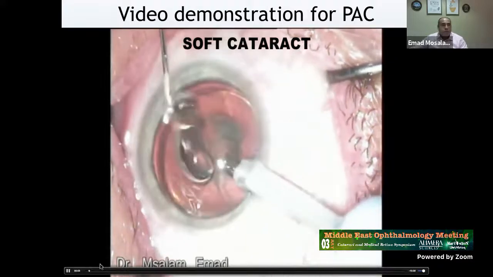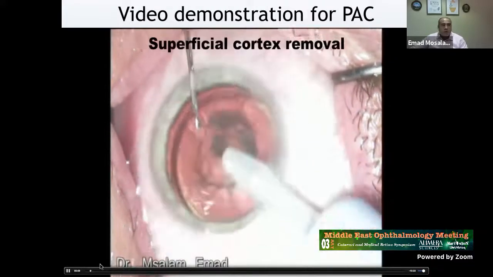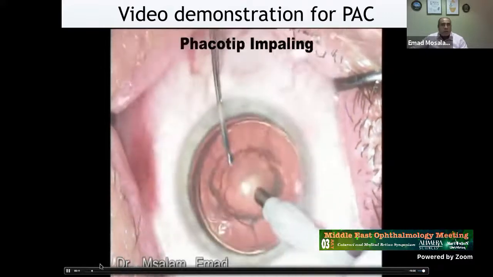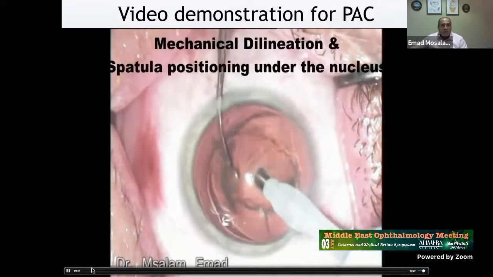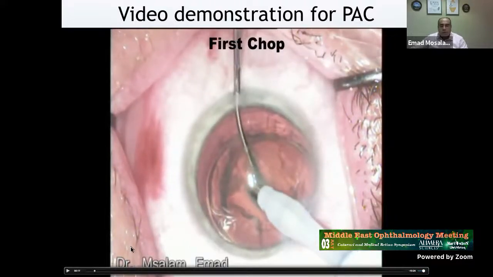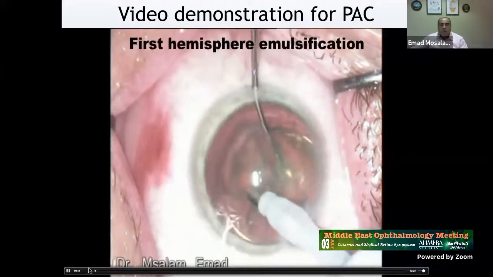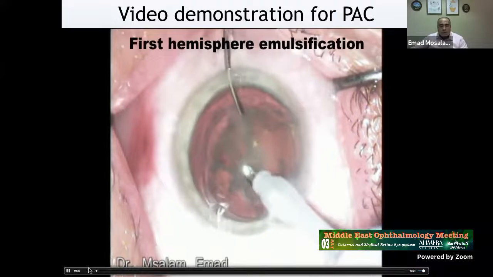I will start with a soft cataract. As you see, standard cortex removal and mechanical delineation. I would stop for a few seconds about mechanical delineation. It is moving the epinucleus with the spatula to create a layer of protection of the posterior capsule. It is very important to always save the epinucleus if you can, to work as protection of the posterior capsule. And as you see, the first chop is done.